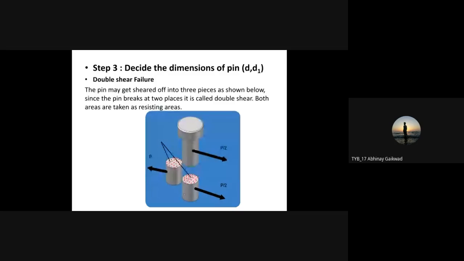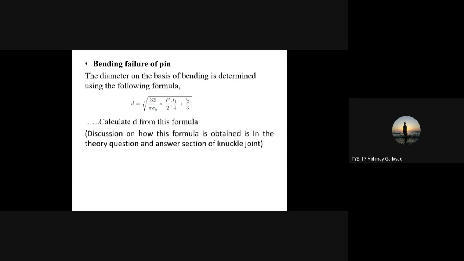There may be a possibility. Here we can say whether that design is completed or not. So definitely not, because there may be a possibility of generating other types of stresses in this knuckle joint. So we'll take other criteria based on which we have to decide the dimension of the pin. And that criterion is nothing but that if the pin does not fail by shear, it may get bent.